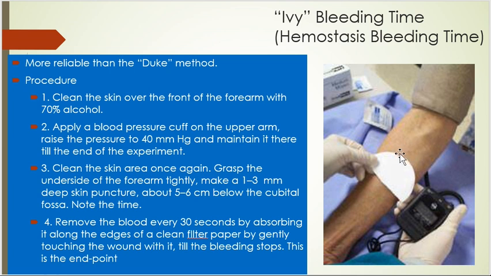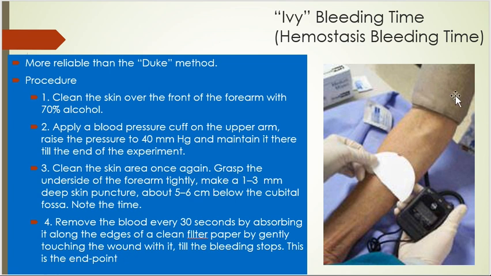If with a blade you can make a cut, and again the same filter paper method we have to apply after applying 40 mmHg pressure here. So in this method we are occluding the veins, so that venous outflow we are not measuring here. That's it. So the thickness of skin, venous outflow, and the variation in puncture, to avoid all these, we are using Ivy's method.